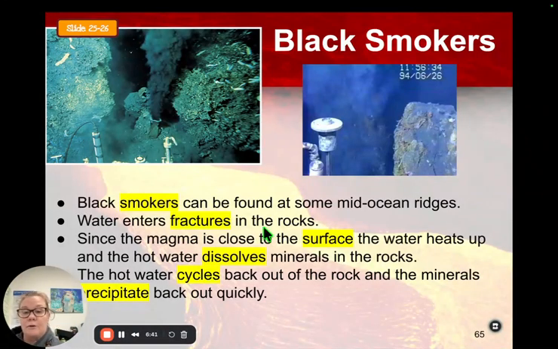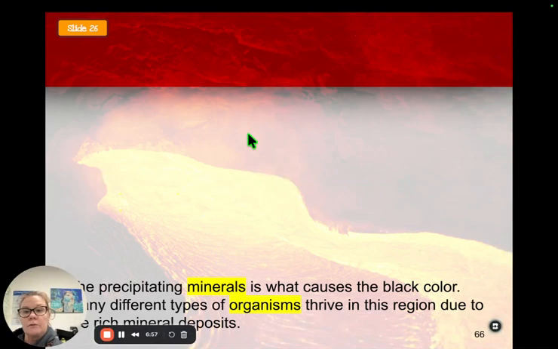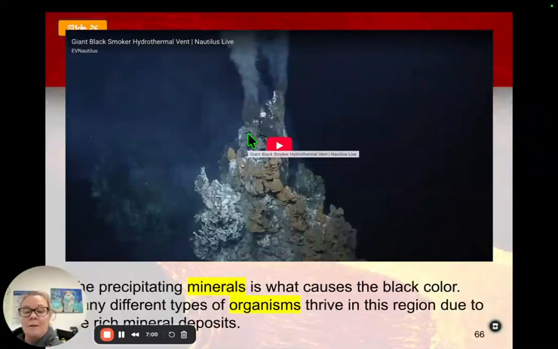The water enters fractures in the rock, and since the magma is close, it heats the water up and it dissolves minerals. Then that water cycles back out of the rock and the minerals precipitate out quickly, so they form these different structures. The precipitating minerals are what cause the black color. Many different types of organisms thrive in this region due to the rich mineral deposits. So we'll watch this real short video about black smokers later.